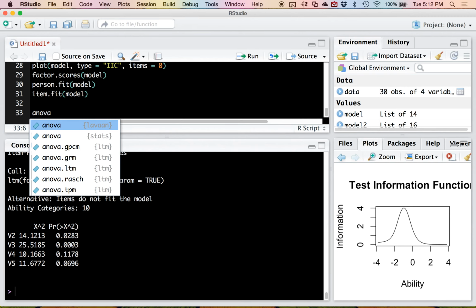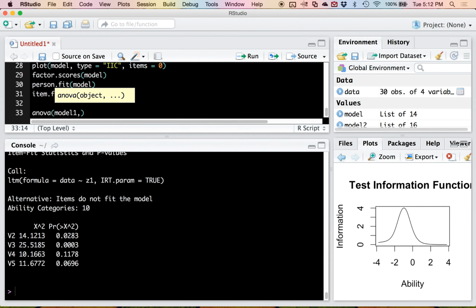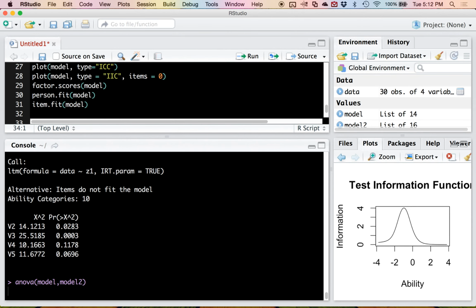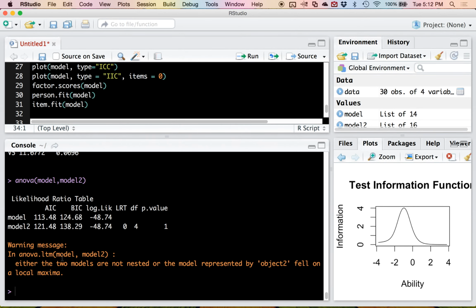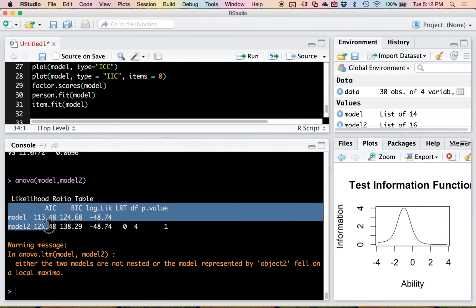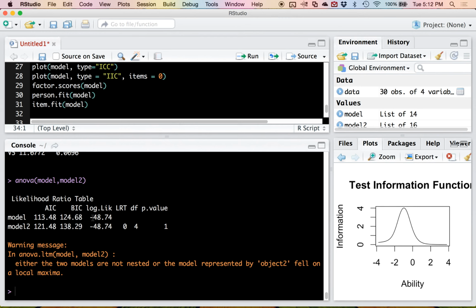So I could do ANOVA, model 1, model, I think I just called it model actually, right? Yeah, and model 2. Okay. It's like, hey, don't do that. That's not nice. What that did for me was show me the AICs right on top of each other. The ANOVA function is actually going to compare the log likelihood values, and since the log likelihood values are exactly the same, it's kind of like grump, grump, grump. But I could use the AIC to tell which model is better.